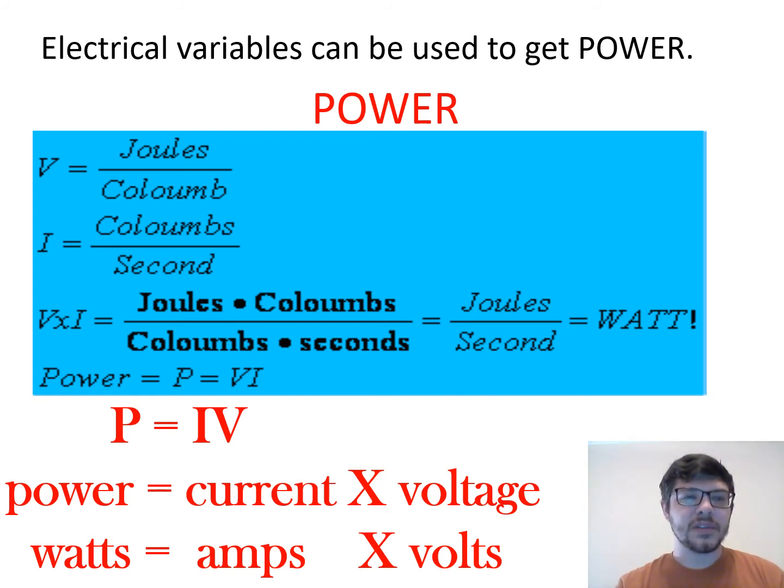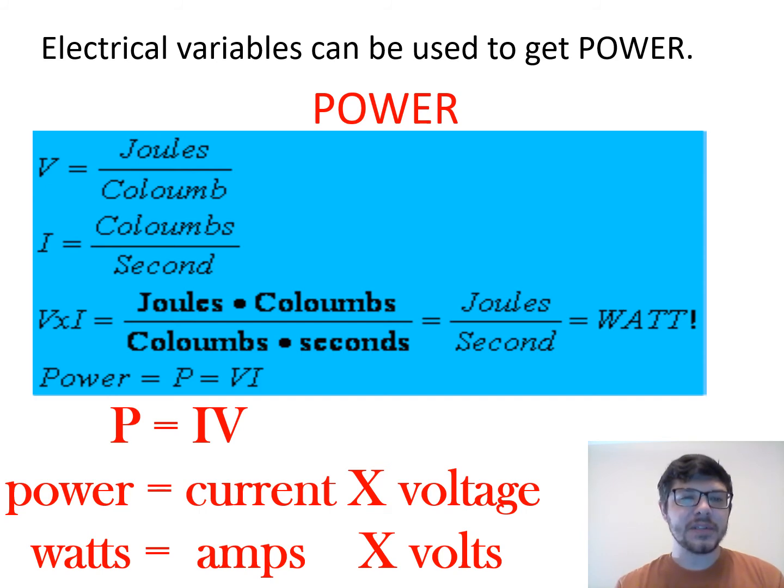So volts are joules over coulombs. This is back in the blue box. Volts is joules over coulombs. I, which is current, is coulombs per second. And then when you multiply these out, you can see that there is coulombs that cancel out, so you end up with joules per second gives you watt, which is power.